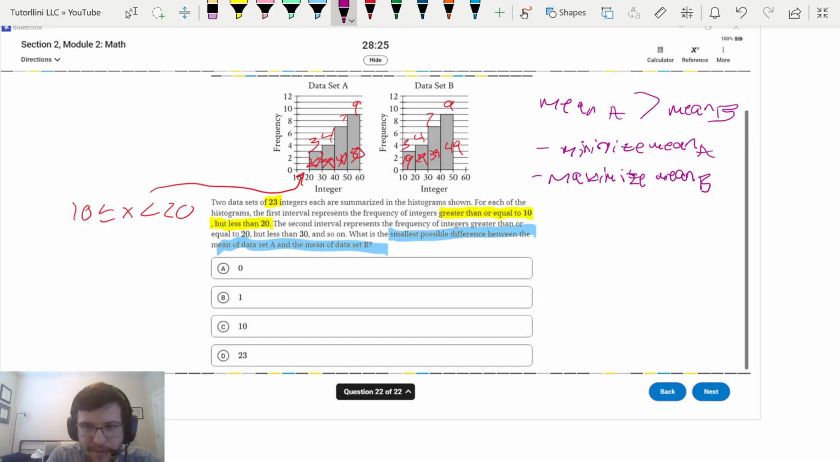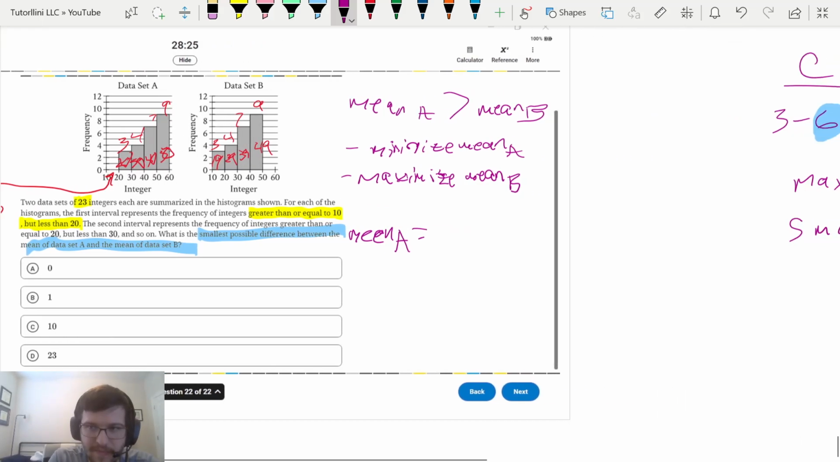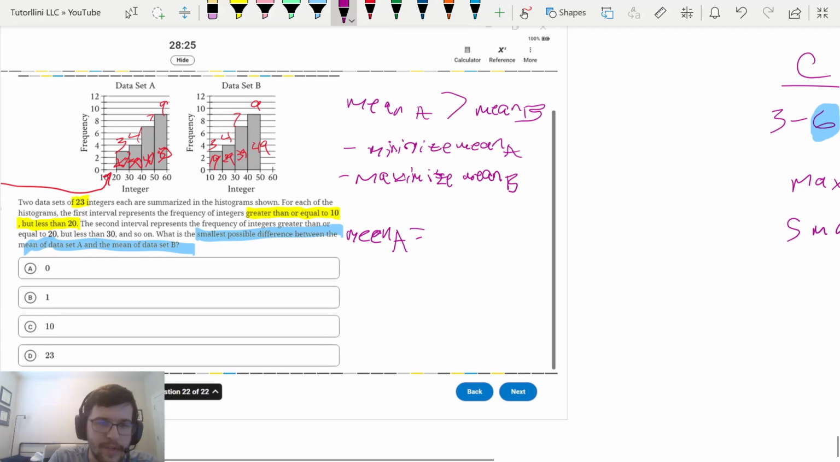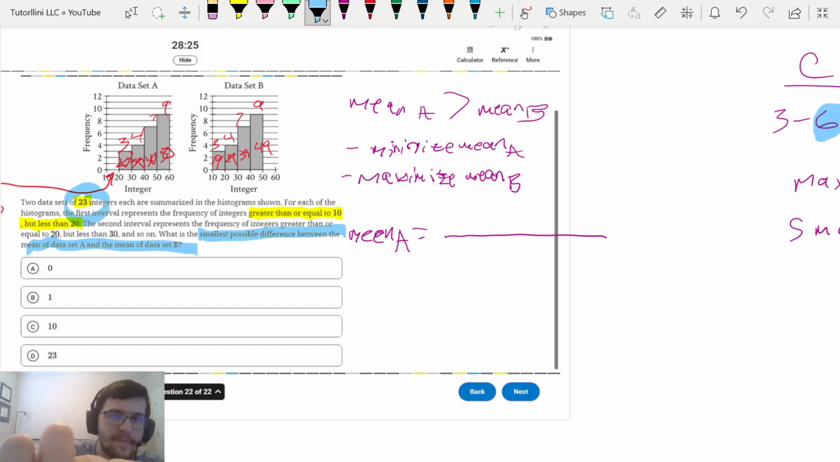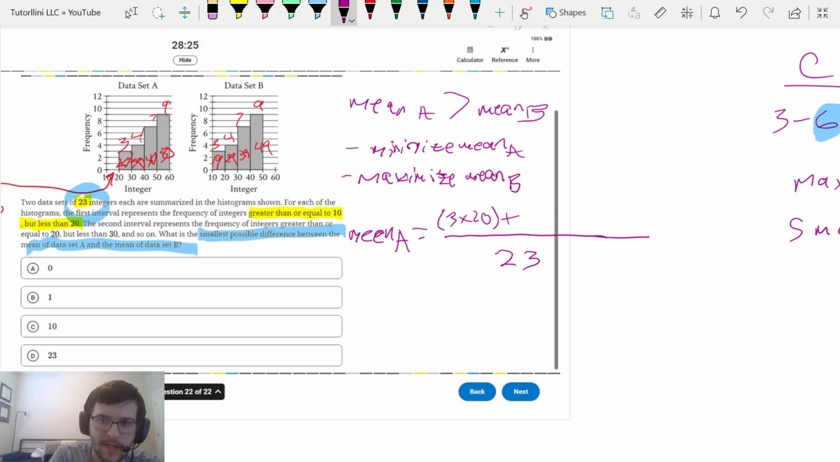Now you have to, the old-fashioned way, find the mean of each of these. So what you do is, for a histogram or a frequency table, you do sum divided by n. So n is just 23, okay? So the bottom is 23. And then to find the sum, you multiply them together and add. So 3 times 20 plus 4 times 30. You see what I'm doing? Plus 7 times 40.